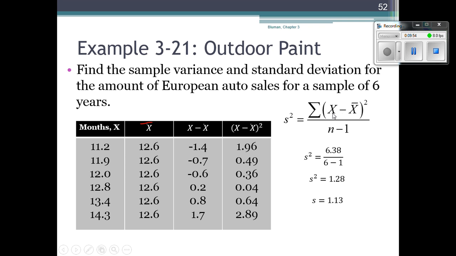So here's our formula. Right here, we already did this part. Sigma means add up all these numbers right here. When you do, double check, make sure you're getting the same answer I am. You get 6.38. And you divide that by 6 minus 1 because there are 6 numbers. That gives you 5. 6.38 divided by 5 gives us 1.28. So there is your sample variance. To find your standard deviation, simply take the square root of both sides. Leaves us with s. Square root of 1.28 is 1.13.